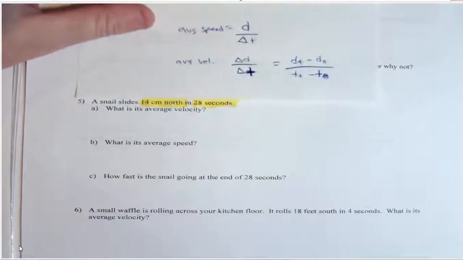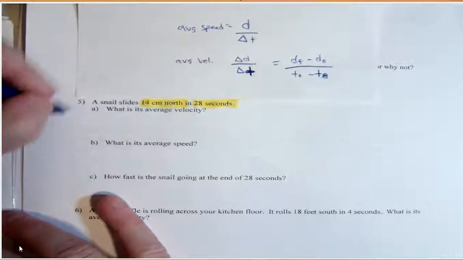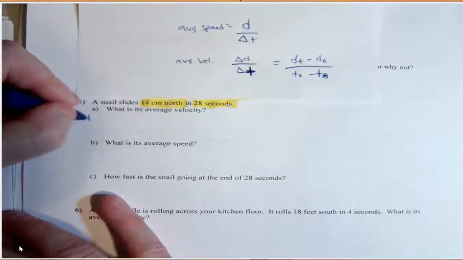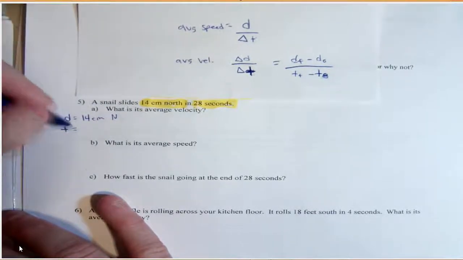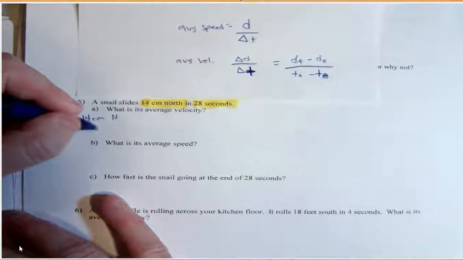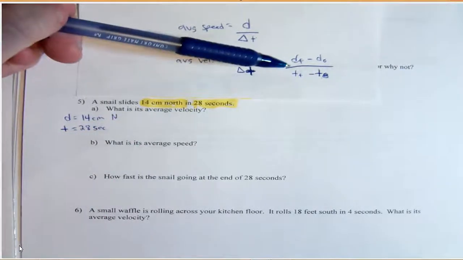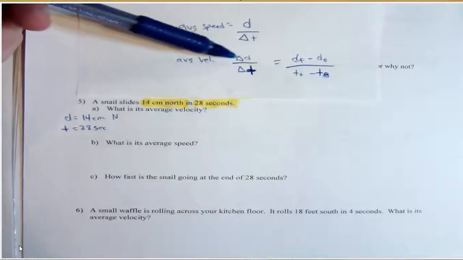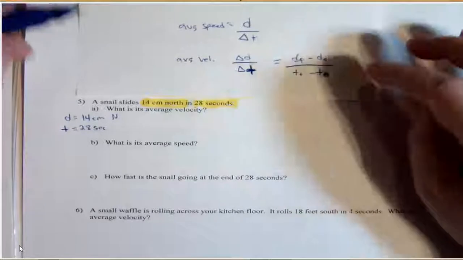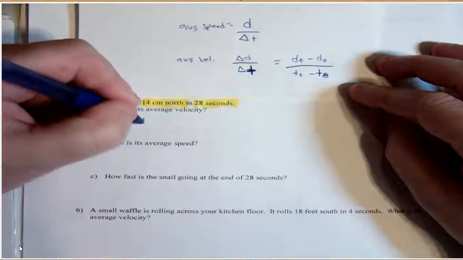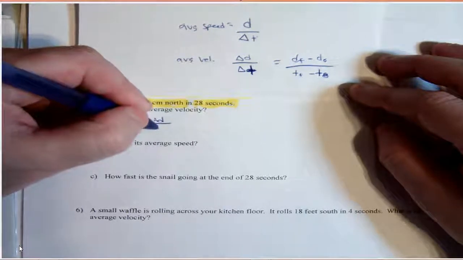Awesome. Here we go. So what do we have? We have distance. Distance equals 14 centimeters north. I'll put that there. We have time, 28 seconds. So we're trying to find average velocity, which is this formula right here, right? Change in distance or change in displacement divided by change in time. Okay, so the formula: average velocity equals change in distance divided by the change in time.